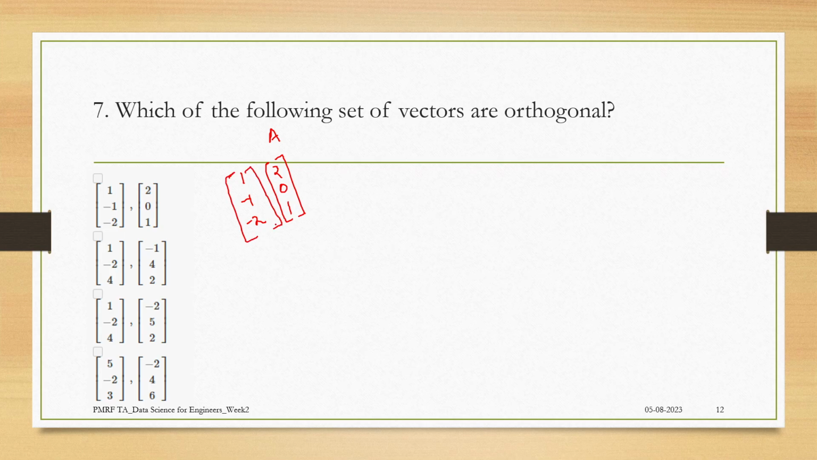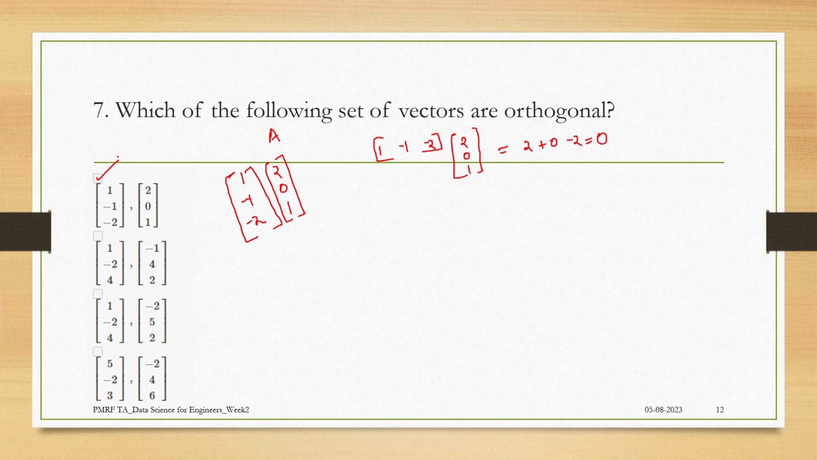So what you have to do, one of them you have to take as a transpose. So 1, minus 1, minus 2, this you have taken as a transpose, and 2, 0, 1. Okay, product is 0. Yeah, dot product is 0. So what is the answer for this one? 2 plus 0 minus 2 equal to 0. Okay, so you can tell the first one is orthogonal, right?